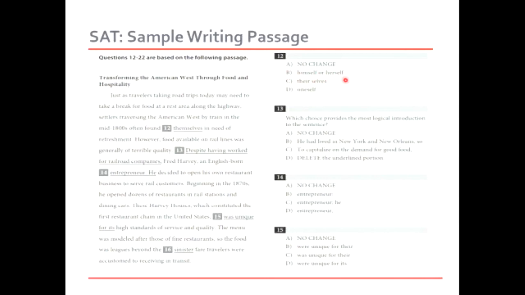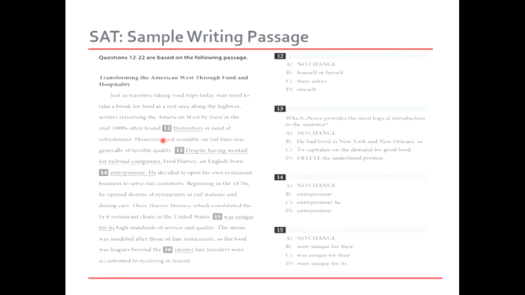himself or herself, C, their selves, D, oneself. Now, what is the sentence? It says, just as travelers taking road trips today may need to take a break for food at a rest area along the highway, settlers traversing the American West by train in the mid-1800s often found themselves in need of refreshment.